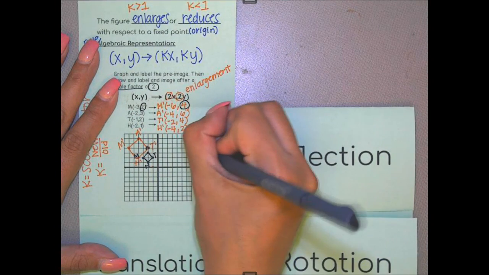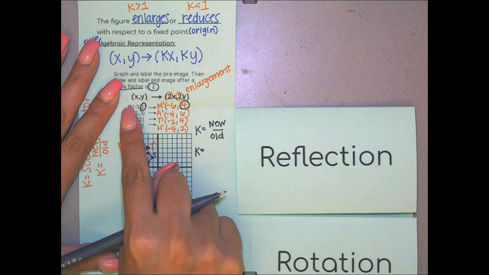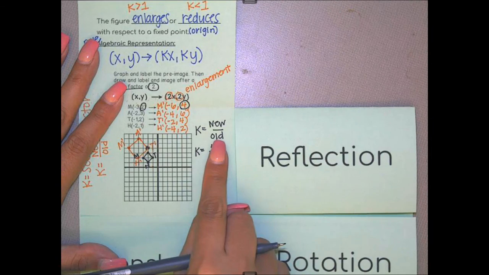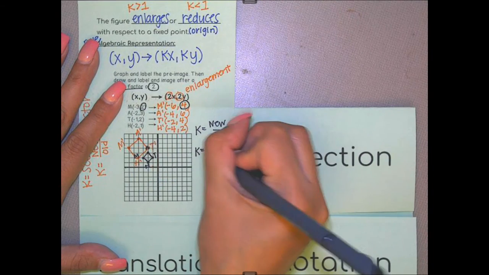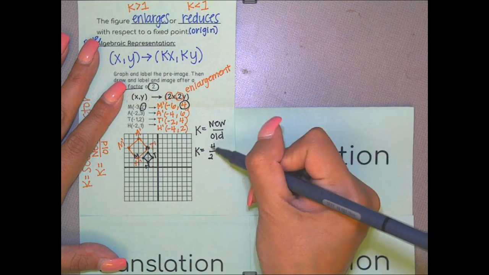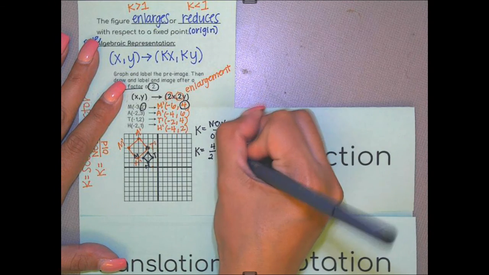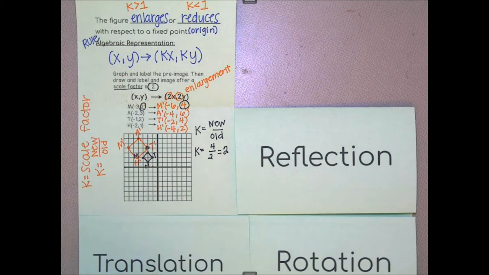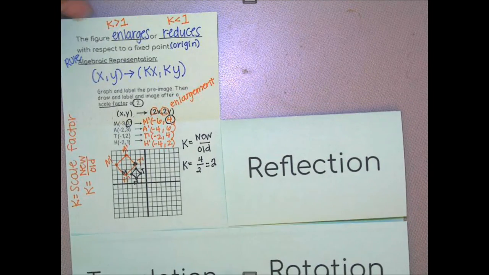So K equals, my new coordinate for M prime is 4 over my old, which was 2. And when I do 4 divided by 2, I get 2. So I can see that I did it correctly, and now I can find the scale factor if I need to. Make sure yours looks like mine. Pause if you need to, and we're going to move on to a reflection.